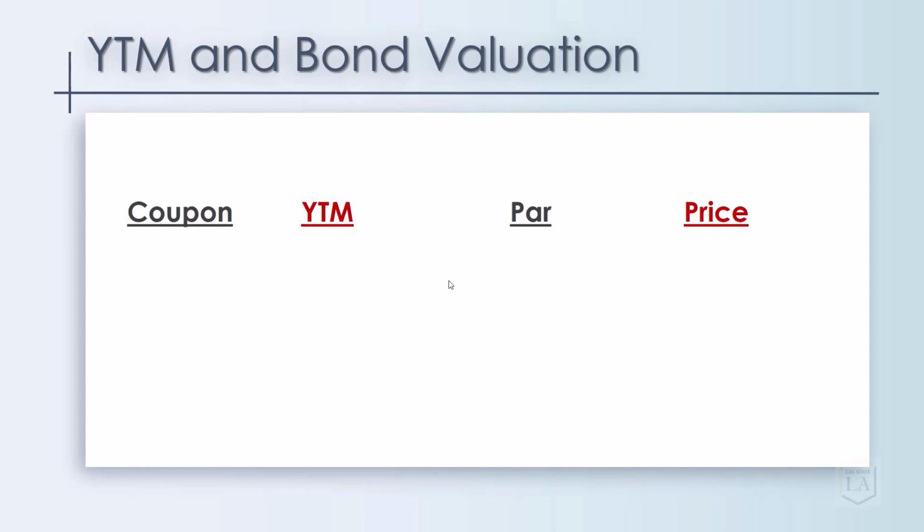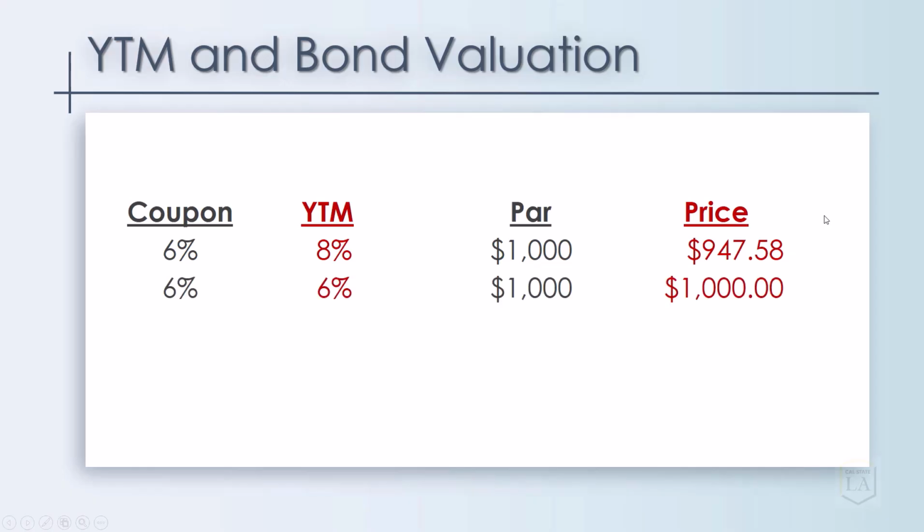So from exercise 2, we saw that if the coupon rate was 6%, yield to maturity 8%, and the par was $1,000, your price was $947. With a yield to maturity of 6%, the price was $1,000. This is the price you obtained from exercise 1. And from exercise 3, when yield to maturity was 4%, the price was $1,056.